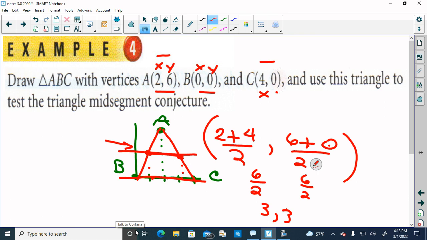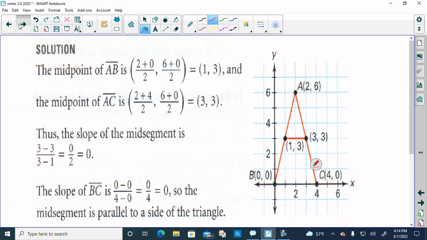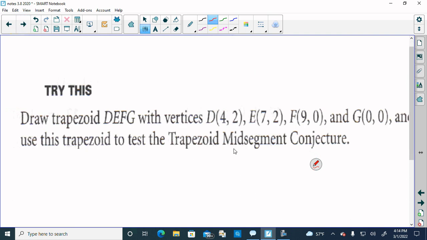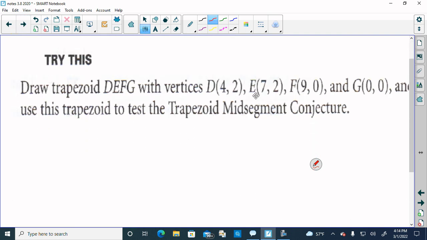This is the try this. This time, instead of a triangle, you're going to do a trapezoid. Remember, a trapezoid is the same thing as a triangle, except this part will be cut off. You are going to graph these points, this one, this one, this one, and then you are going to find the coordinates of the sides that you need to find.